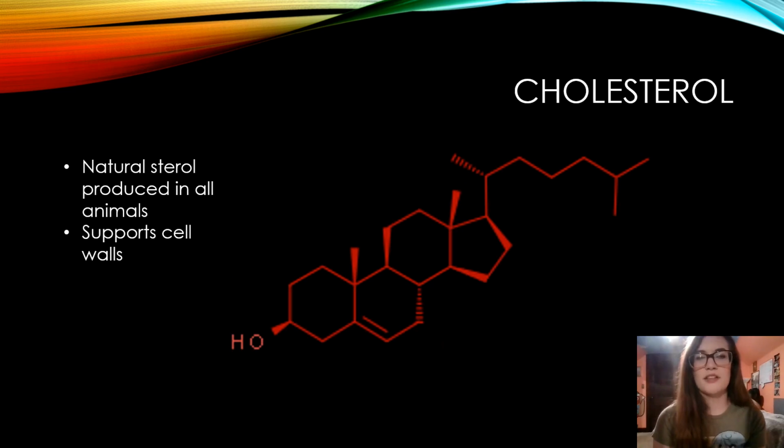So for our last molecule we have cholesterol. Cholesterol is a natural sterol produced in the liver of all animals and stored in different areas of the body. Essentially, it's important for the stability of cell walls. It's crucial to the body for brain function and immune system health. It's also a precursor for vitamin D synthesis and transmits several hormones.